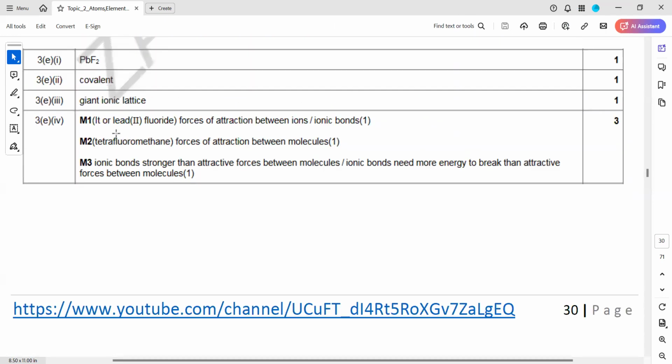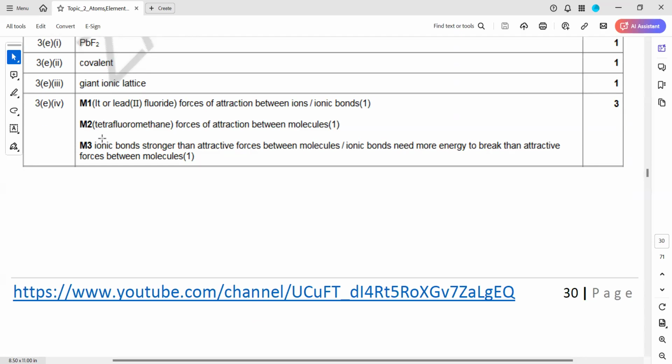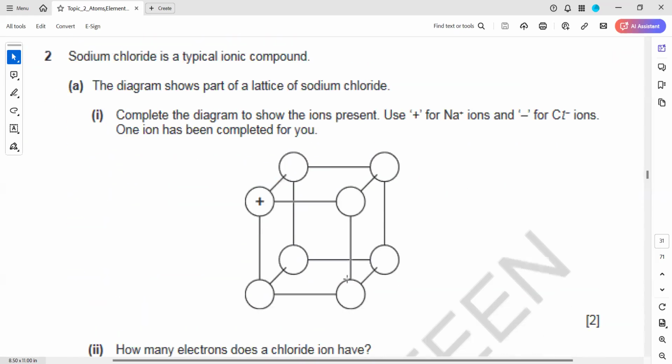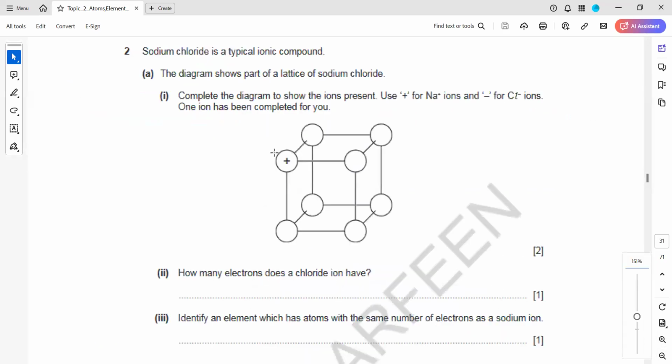M1 means the first marking point, M2 means the second marking point. I thought M3 was 3 marks. No. Yeah, positive, negative, positive. Sir, skip. It's the same one: negative, positive, negative, positive, negative, positive, negative.